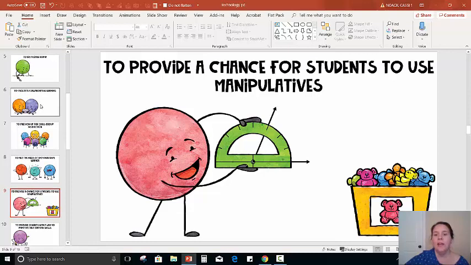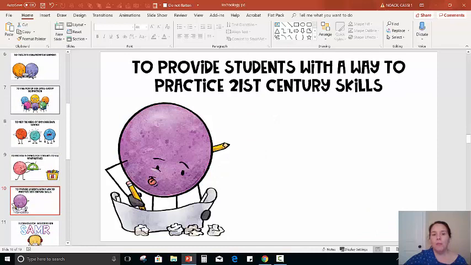Also, you can have digital manipulatives that will help you to give your students the chance to have a more hands-on approach to creating their own understanding as they are learning their different math skills. But probably most important, using technology is the perfect platform for your students to have a chance to develop the 21st century skills that we know are very important to them in this day and age.